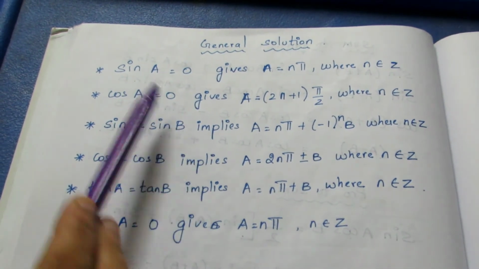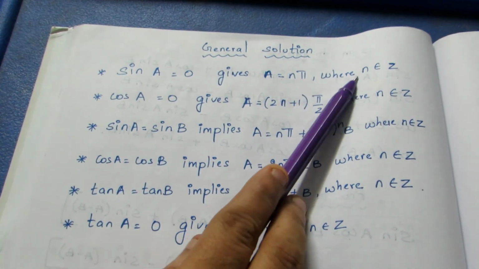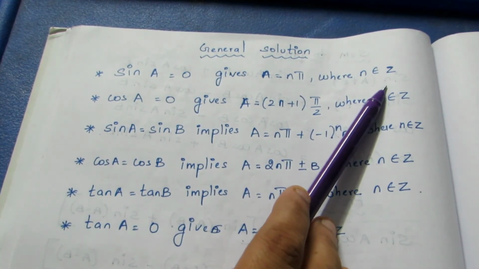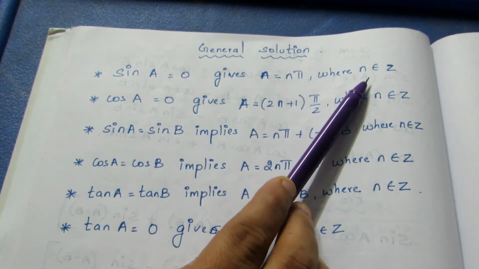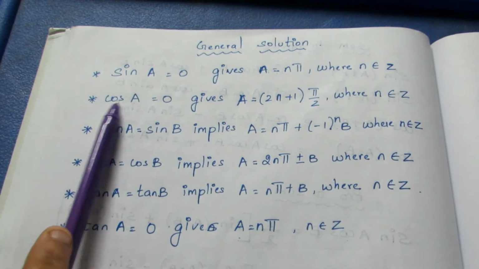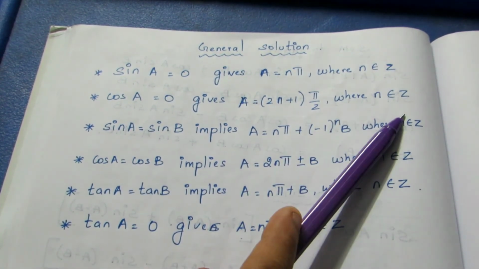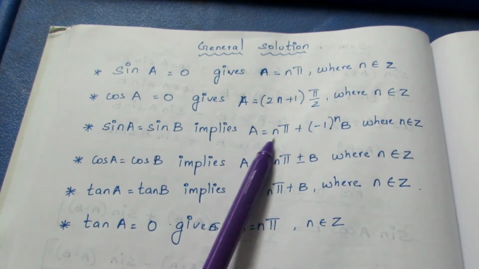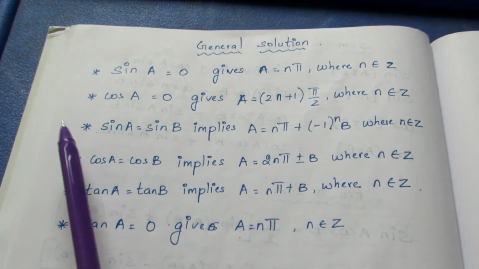general solutions. Sin A equal to 0 gives A equal to n pi where n belongs to Z. We need to write everything for the general solution, otherwise you will lose marks. Sin A equal to 0 gives A equal to n pi where n belongs to integers. Now cos A equal to 0 gives A equal to (2n+1) pi by 2 where n belongs to Z. Sin A equal to sin B implies A is equal to n pi plus or minus (−1)^n B, where n belongs to integers.